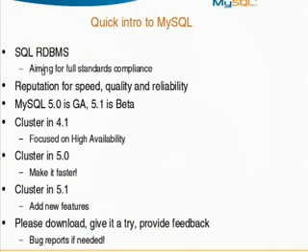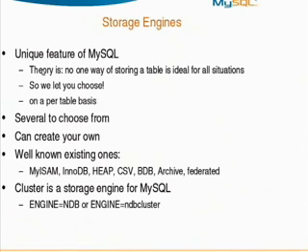And in 4.1, we actually added a storage engine called NDB Cluster, which is a high availability clustered storage engine. And in 5.0, we made a whole bunch of improvements to get better speed out of it. In 4.1, it mainly did best at primary key lookups and index lookups. And in 5.1, we've added even more new features.